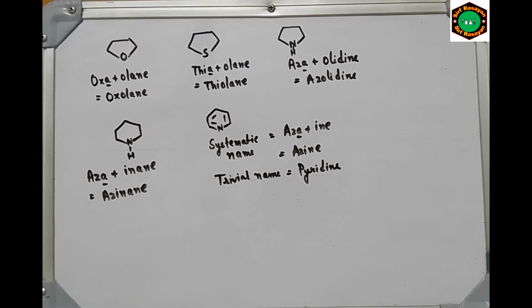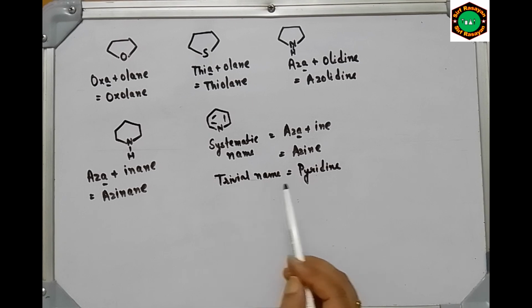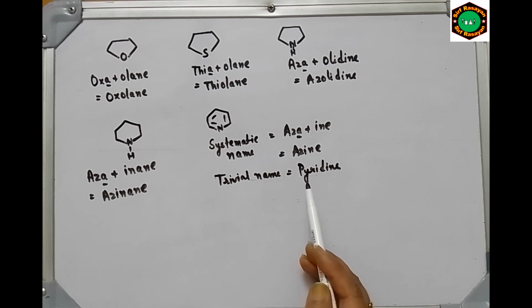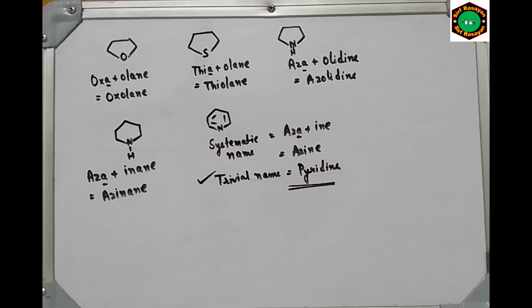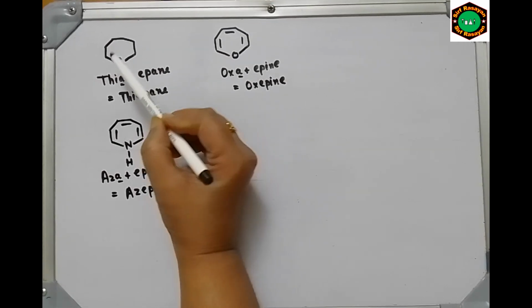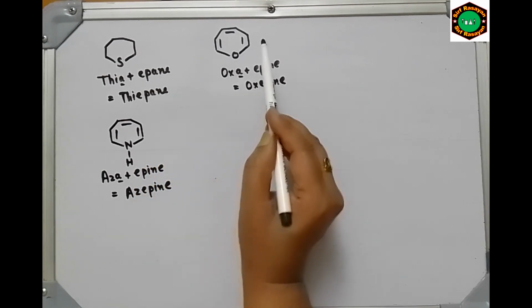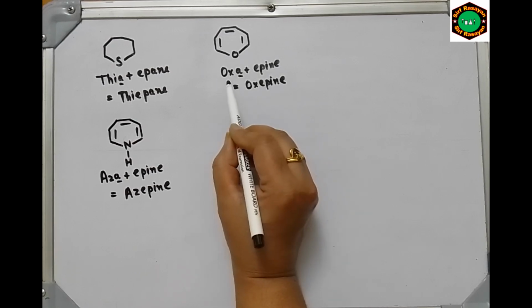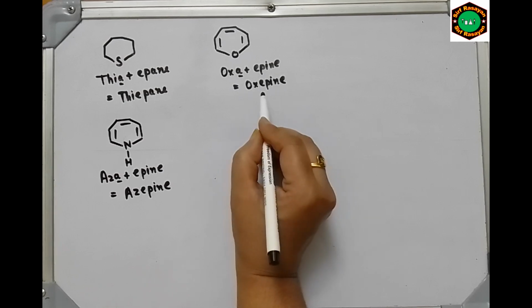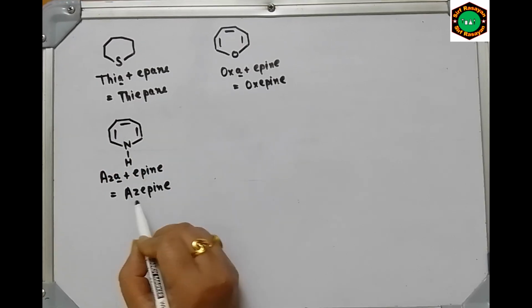A 6-membered ring with unsaturation having nitrogen, aza plus ine, it is azine, but its trivial name is pyridine. This trivial name pyridine is preferred by IUPAC more than this systematic name. So this is very important, you have to remember this as more accurate. Now with a 7-membered ring, 1, 2, 3, 4, 5, 6, 7. A 7-membered ring with sulfur, thia plus epane, thiepane. A 7-membered ring with maximum number of non-cumulative double bonds: with oxygen, for oxygen we are getting oxa plus epine, it is oxepine. If nitrogen is there in the 7-membered ring, aza plus epine, azepine.